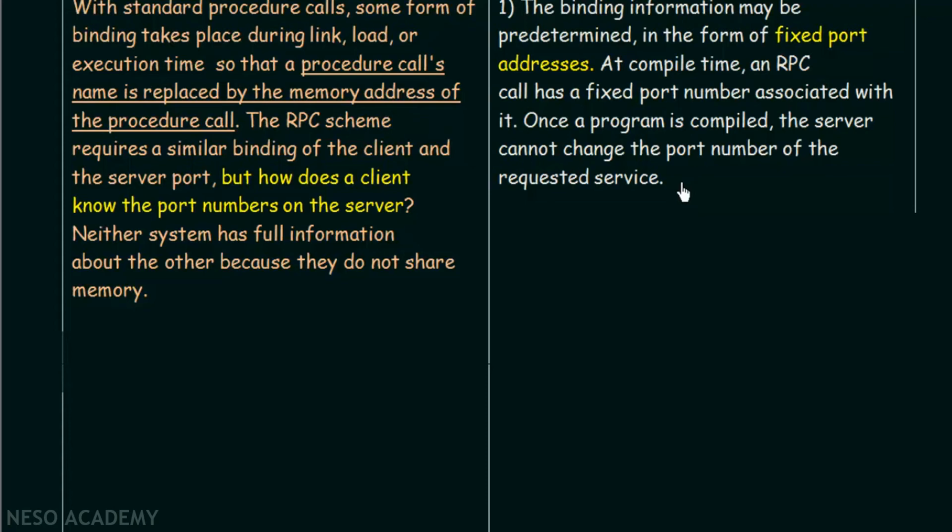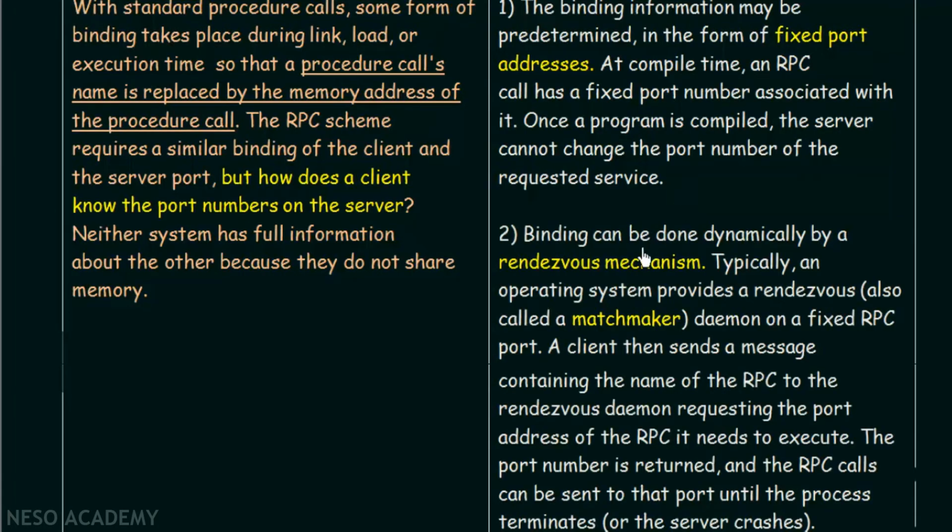So we have a second solution which is better and more flexible and dynamic than this. So let's see what that is. In the second solution, bindings can be done dynamically by a rendezvous mechanism. Typically, an operating system provides a rendezvous, also called a matchmaker daemon, on a fixed RPC port. A client then sends a message containing the name of the RPC to the rendezvous daemon, requesting the port address of the RPC it needs to execute. The port number is returned and the RPC calls can be sent to that port until the process terminates or the server crashes.